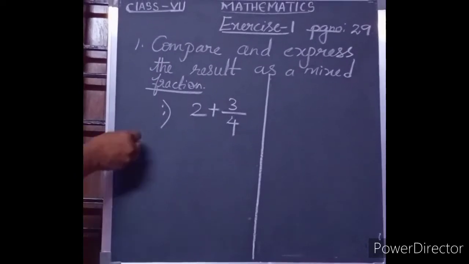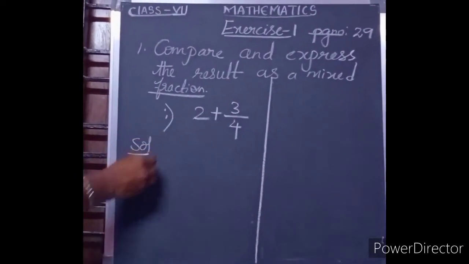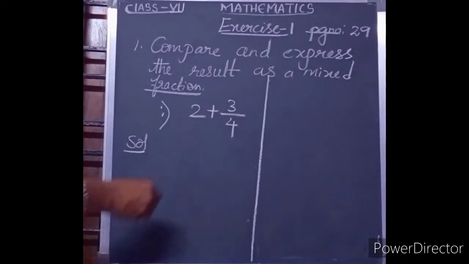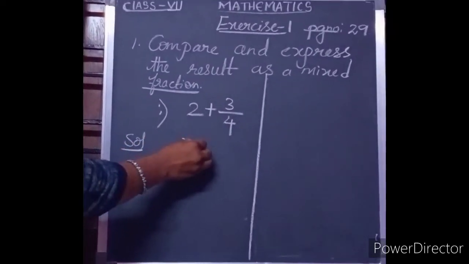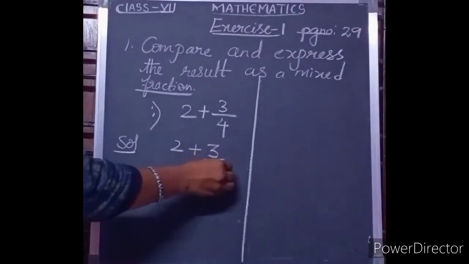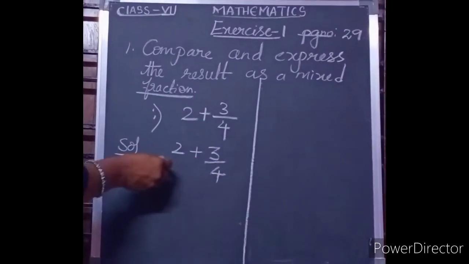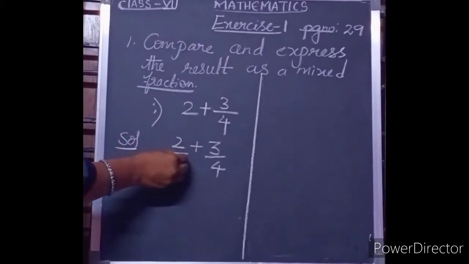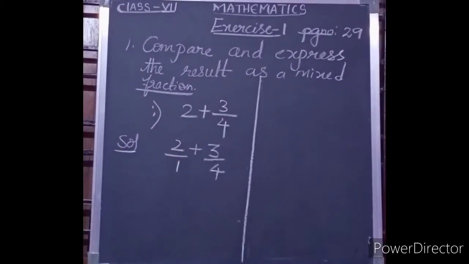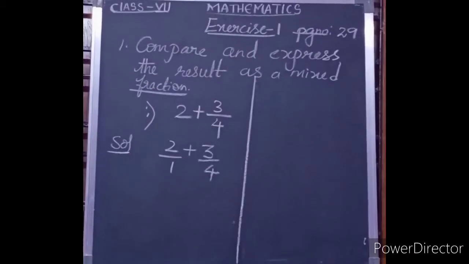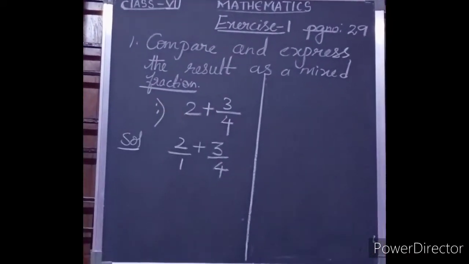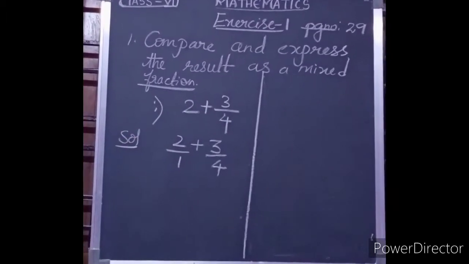See what is given. 2 plus 3 by 4. Children, whenever they have given like these two, let us change the whole number to a fraction. That is, we have to take 1 as a denominator. Whenever the denominator is not given, we can take 1 as a denominator.